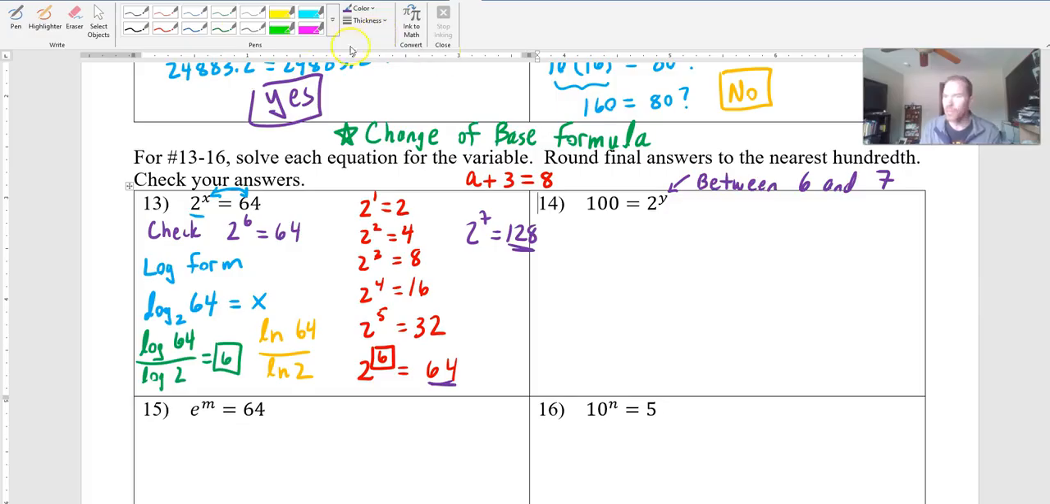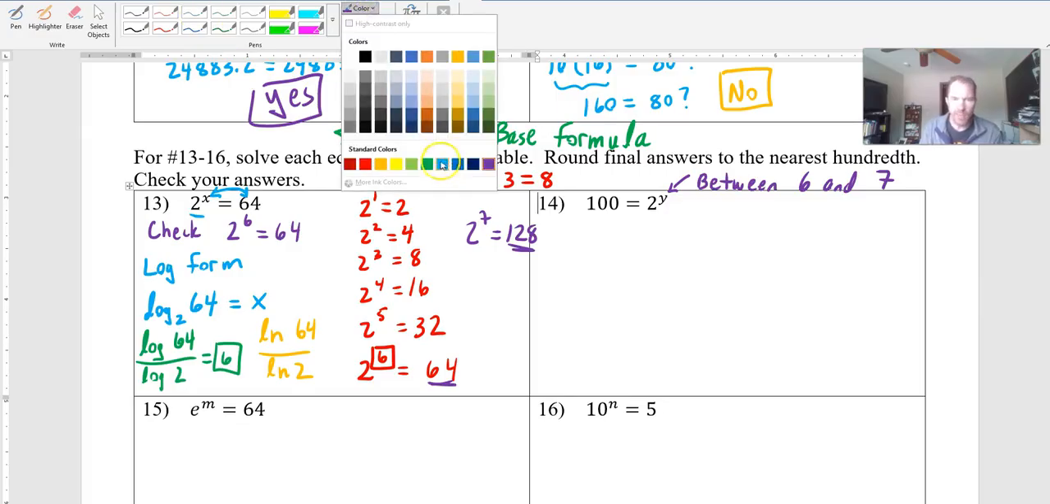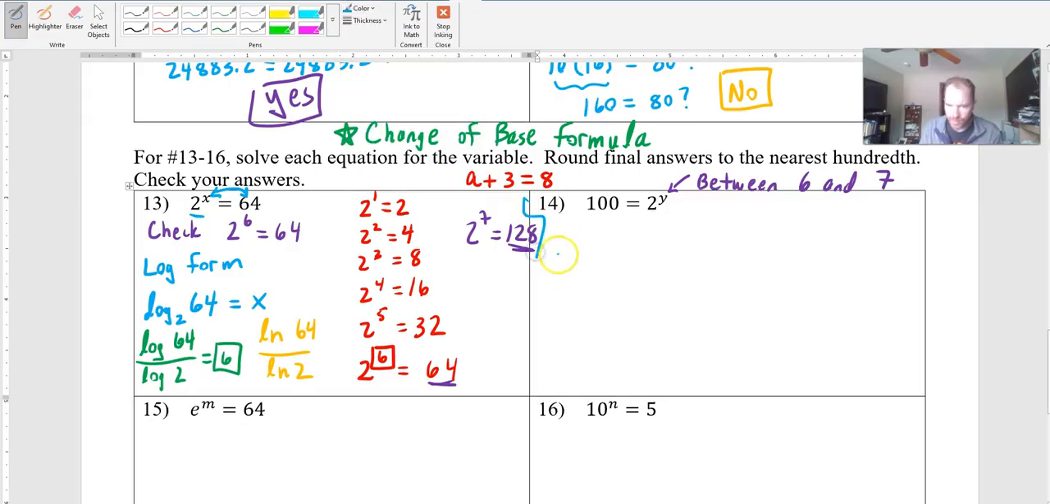But let's see if we can be a little more accurate here. So again, what I'm going to do is rewrite this in log form.